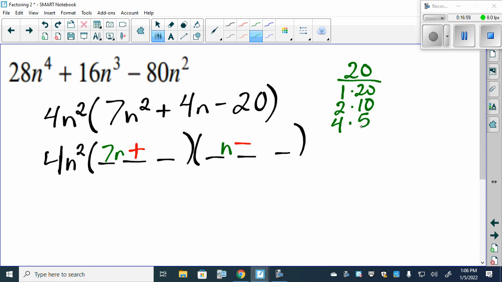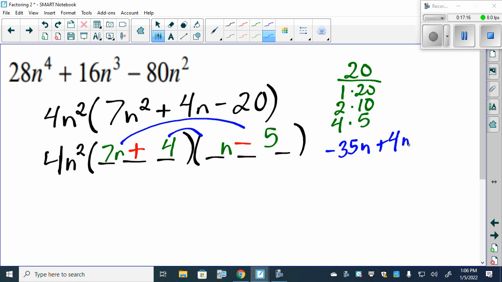Which one do we want to try first? 4 and 5. And we can check this here. Now, 7n times negative 5 is going to be negative 35n. 4 times n is going to be plus 4n, which would give us negative 31n. Now, if we flip the signs, it would change from negative 31n to positive 31n, which is not our middle term. So what we can do is switch the 4 and 5 and see if that gets us the correct middle term.